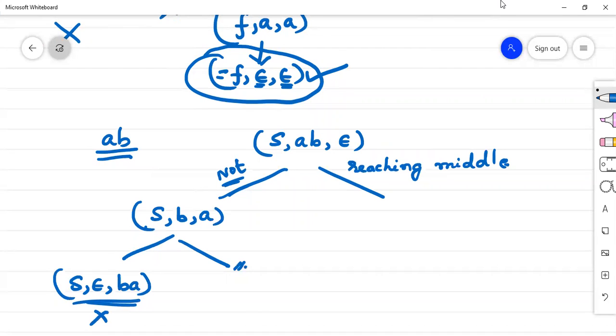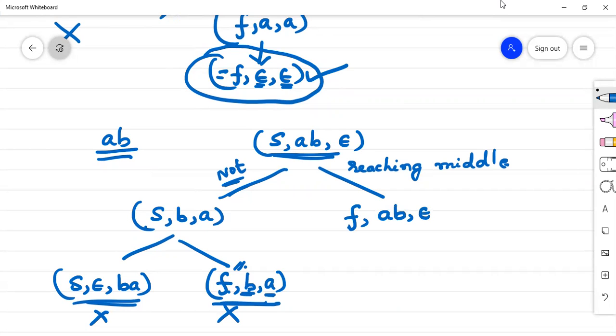Here I assumed it as middle. If I assume it as middle, I am going to final state transition without making any changes. Again, there is no transition for F on BA. So I stop. Here also, when you assumed you reached the middle, you made a change of state from S to F without making any changes anywhere else. But again, F, A, epsilon, there is no transition. So none of the paths that we chose take us to final accepting configuration. So it rejects all of them.